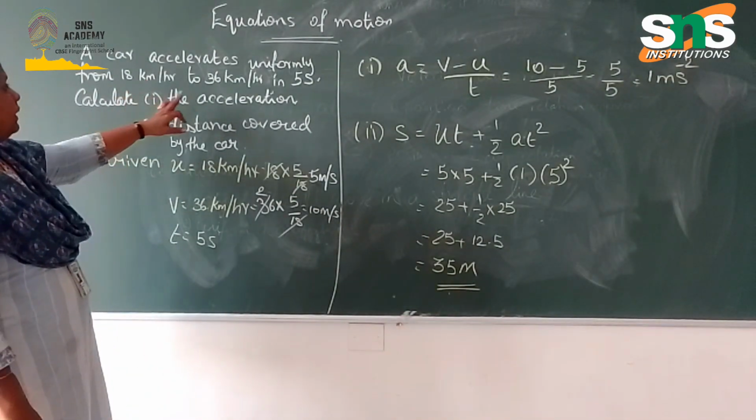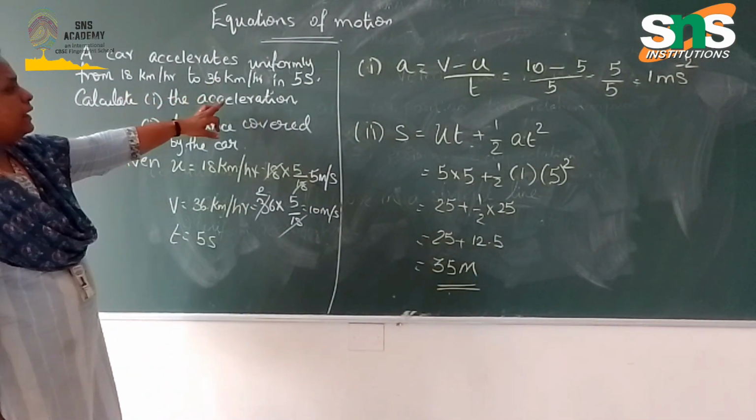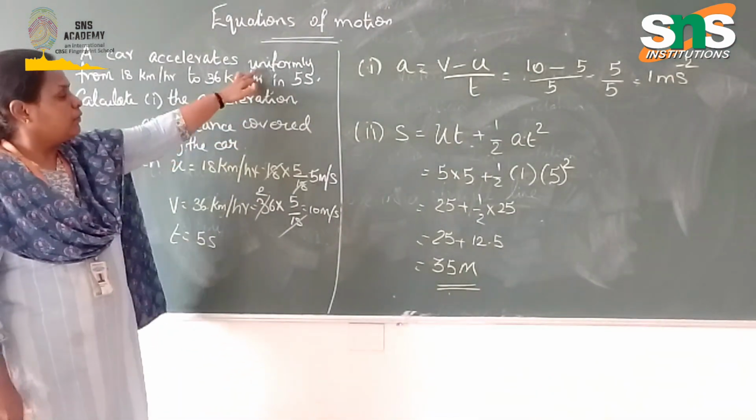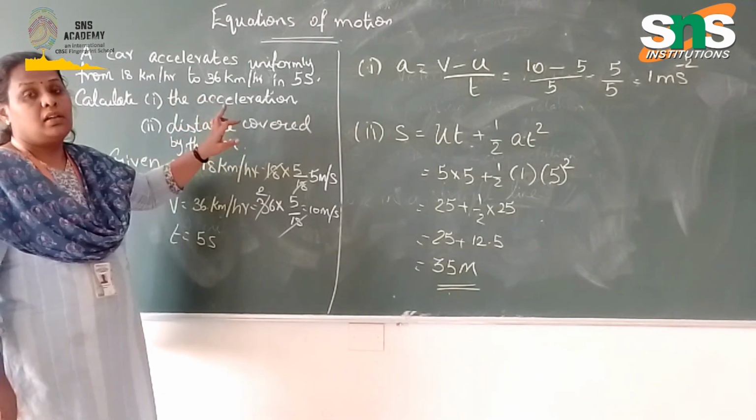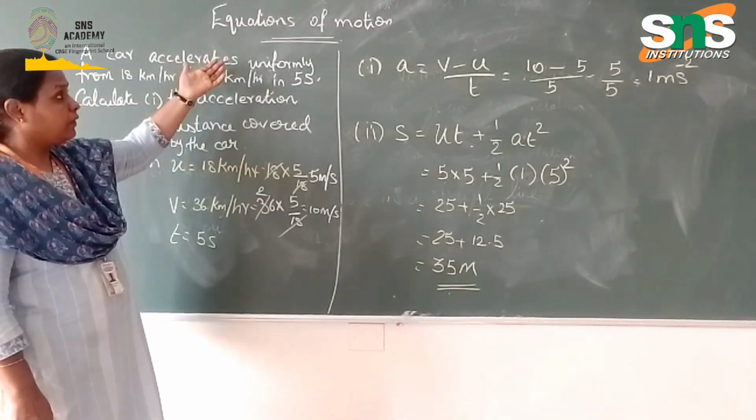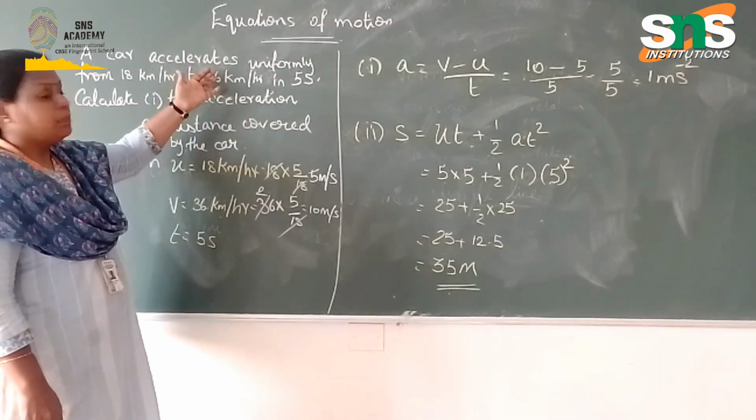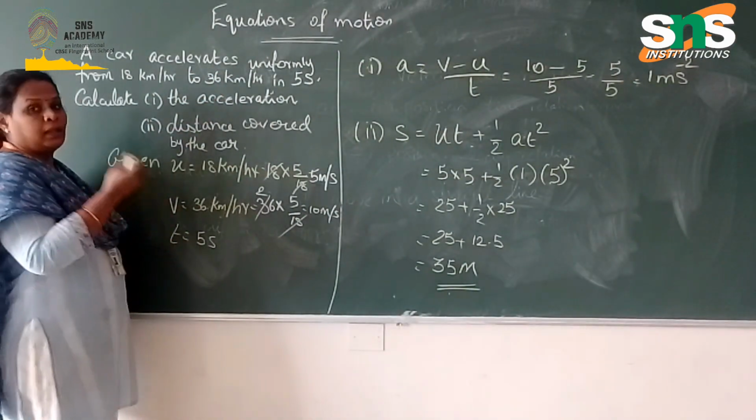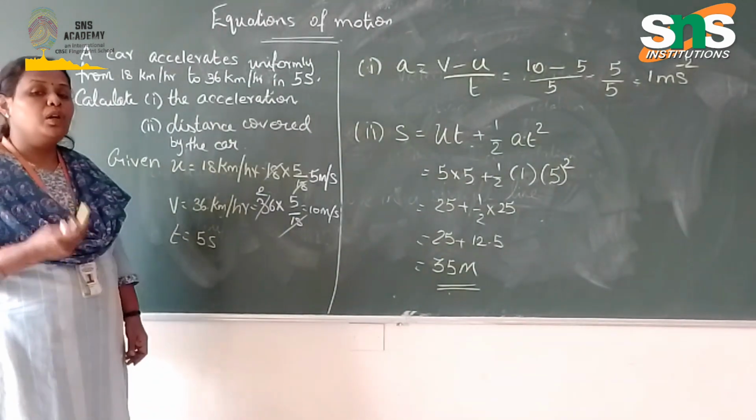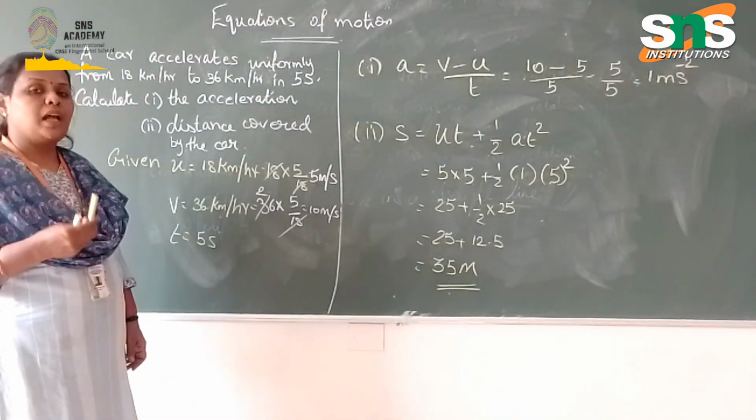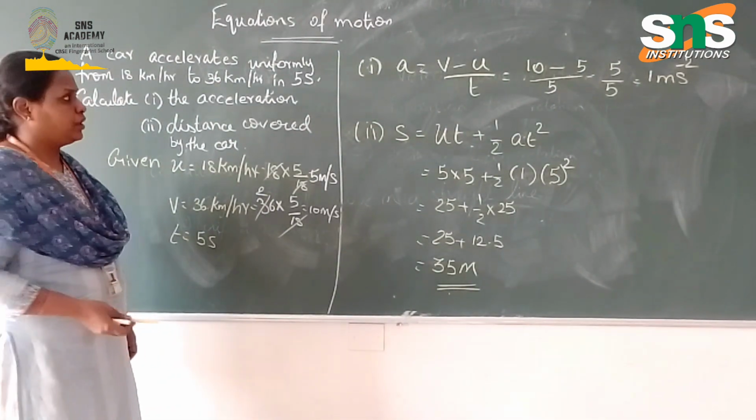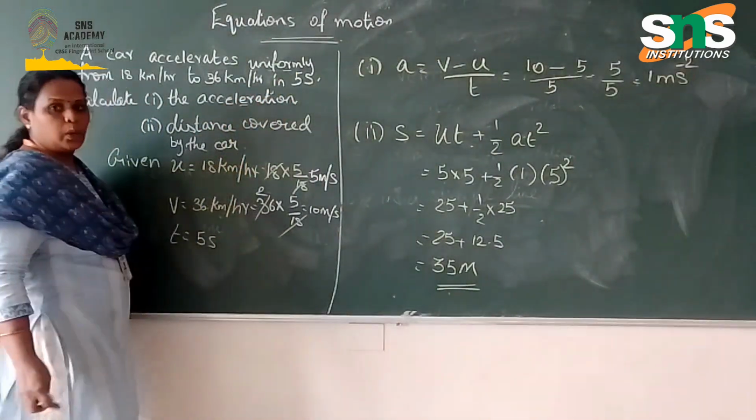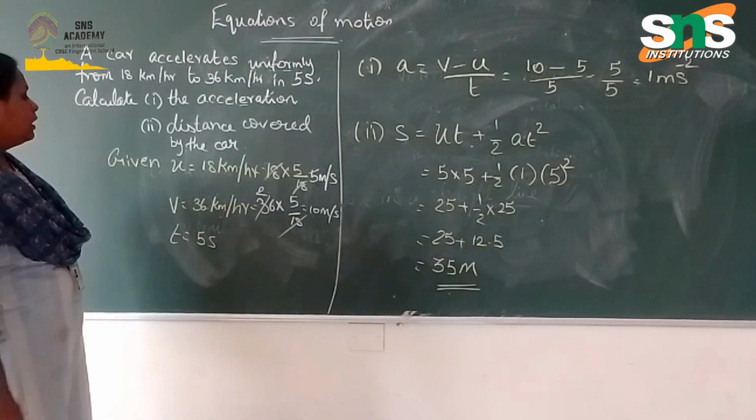Here it's clearly given as uniformly accelerated. One of the conditions for applying the equations of motion is that the object has to move with uniform acceleration. So it satisfies this condition, and we can apply the equations of motion.